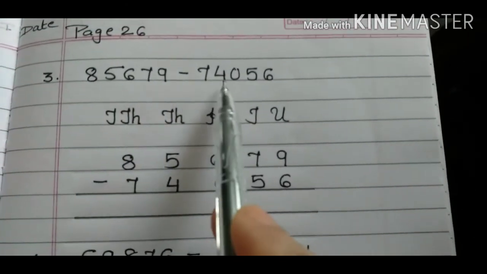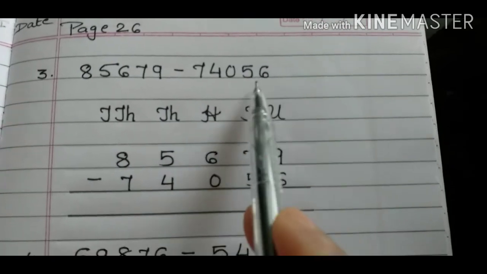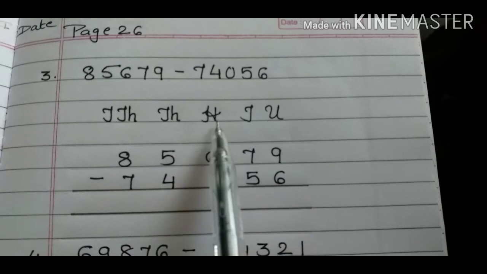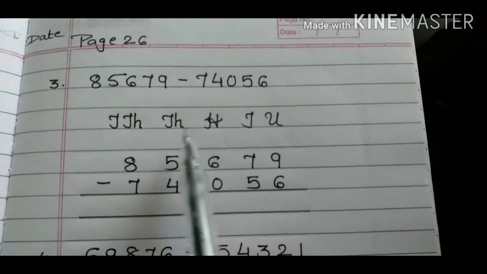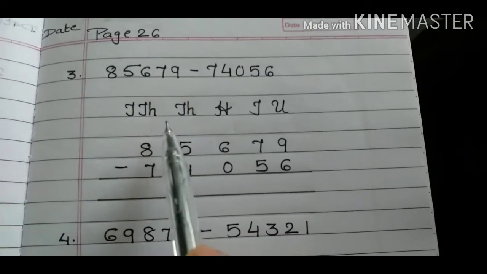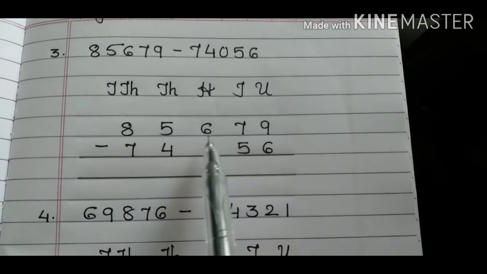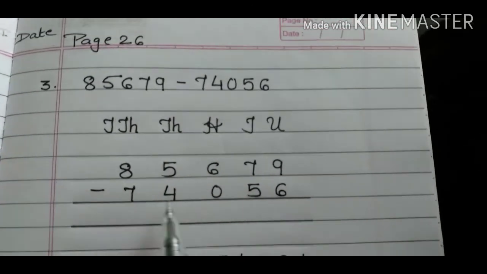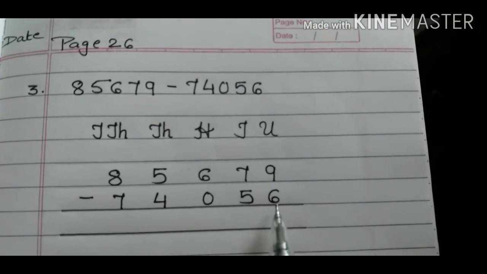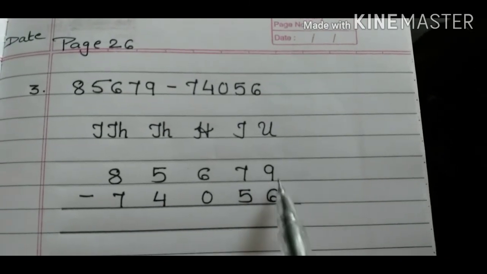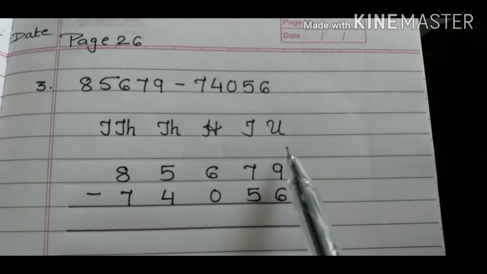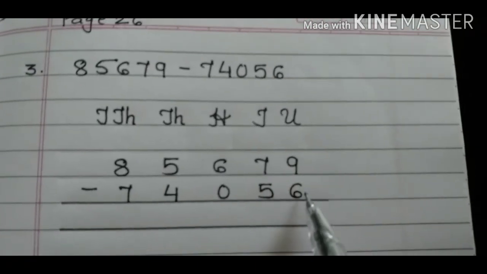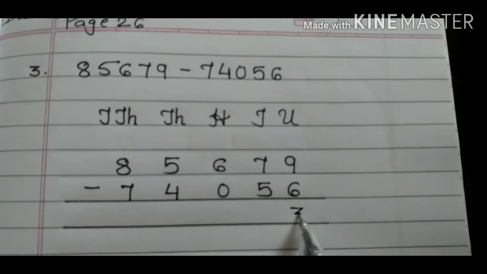Our third sum, 85,679 minus 74,056. Again we will arrange both the numbers place wise: units, tens, hundreds, thousand and 10,000. First we will write down 85,679 minus, then we will write 74,056. Write your number from units place and start your subtraction from units place only. So 9 minus 6. 9 minus 6 is 3. So write down 3 in units place.